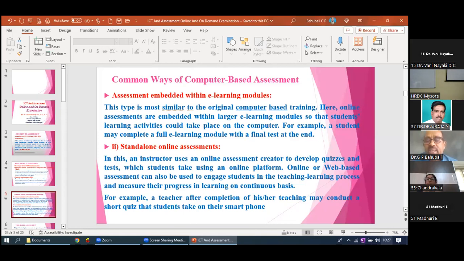One thing required for this is the preparation of quizzes on the topic by the teacher. After completing the teaching, a teacher may conduct a short quiz that students take on their smartphones. Nowadays most schools are adopting this system, conducting a quiz on the content to prepare the students for the final examination. So a continuous process of evaluation is possible through this type of stand-alone online assessment.